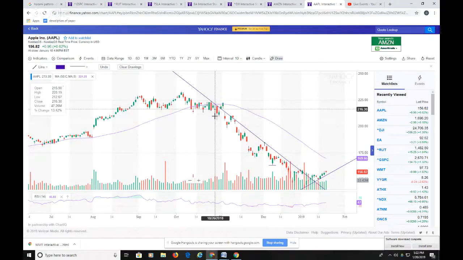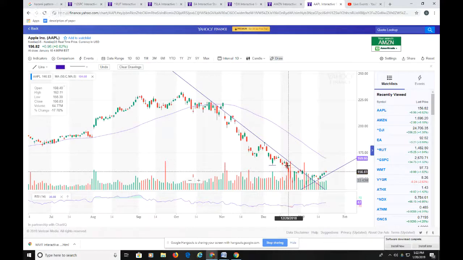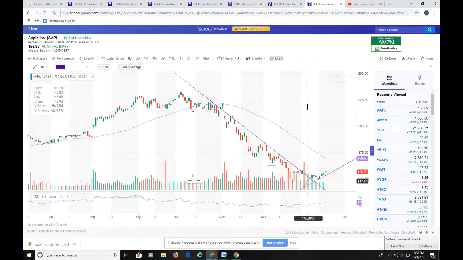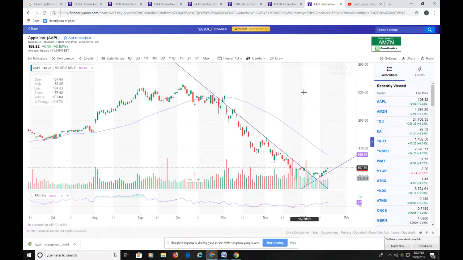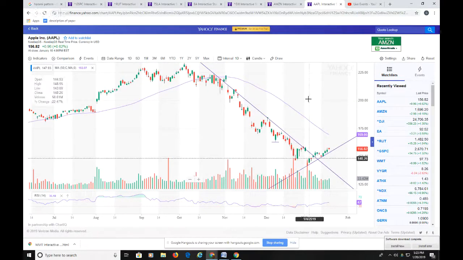We have 1 touch, 2 touch, 3 touch, 4 touch, 5 touch, 6 touches, 7 touches, about 7 touches of that trend line. Push this up. Come on. Okay.